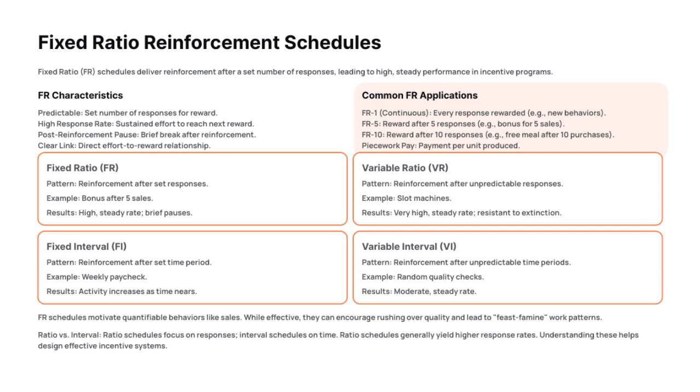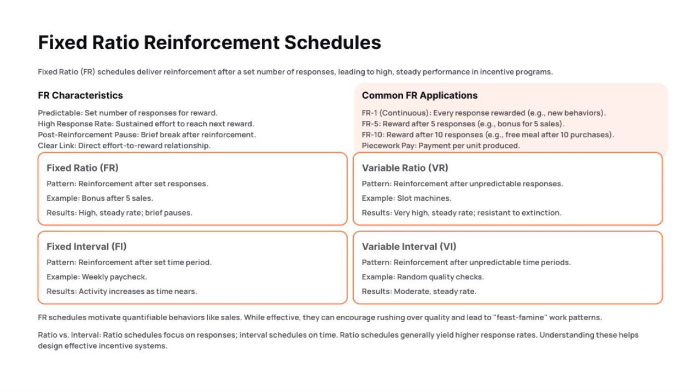For example, fixed ratio schedules, like piecework pay, motivate workers to produce a set number of units, say, a bonus after 5 sales. While effective for encouraging effort, they can sometimes lead to rushing and sacrificing quality, or create feast-famine patterns where effort varies greatly. Now, let's look at the results these schedules typically produce. With fixed ratio schedules, you usually see a moderate but steady rate of responses. An example might be random quality checks, where reinforcement is given unpredictably after a set number of responses.